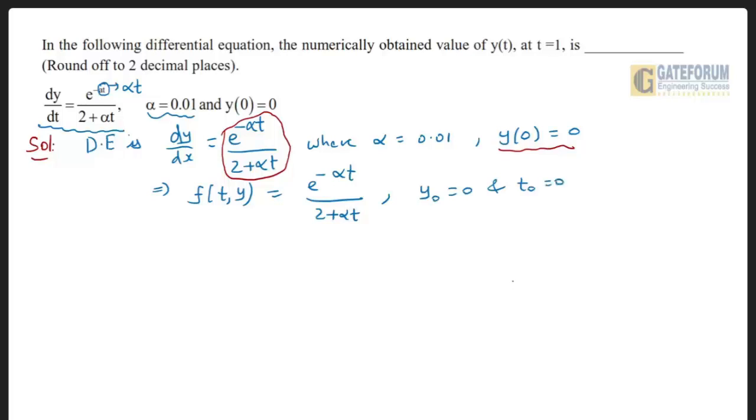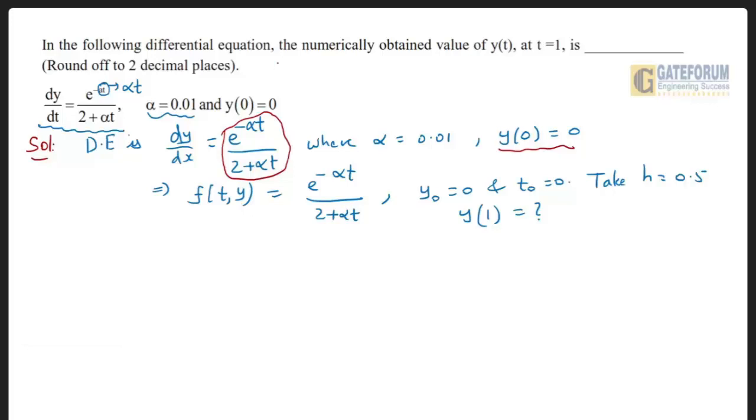We have to take the step size. They are asking y of t at t is equal to 1. Take h is equal to 0.5. Now finally we are finding y of 1 is equal to question mark. That is, substituting t is equal to 1 in y of t, you will get y of 1, that is what we have to find. Now, this is the data given. Which method? Method is not mentioned.